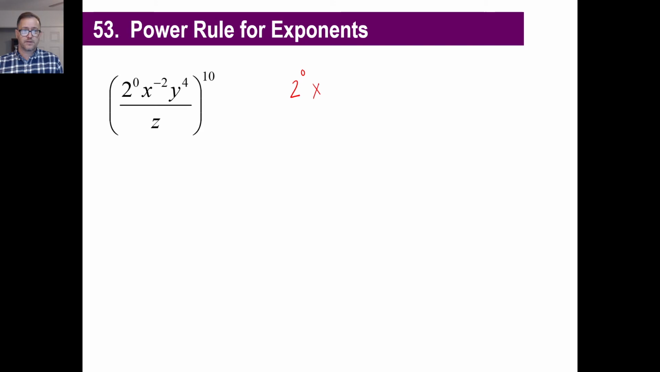Let's do the x next. X to the negative 20, y to the 40, that's a 0, and then z to the 10th. Okay. Now again, look at this new fraction. Anything to the 0 power, you can go done. Okay, just leave it. This is good. This is good enough right there. That's it. Okay.